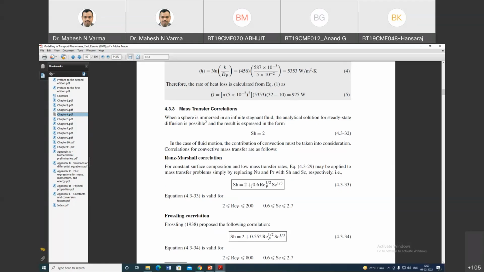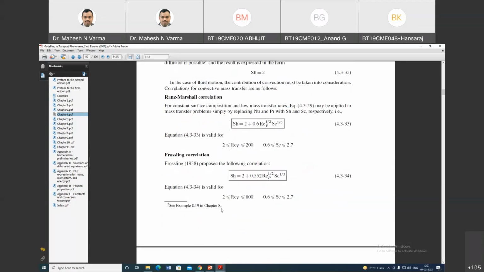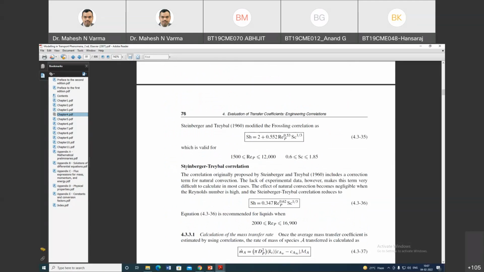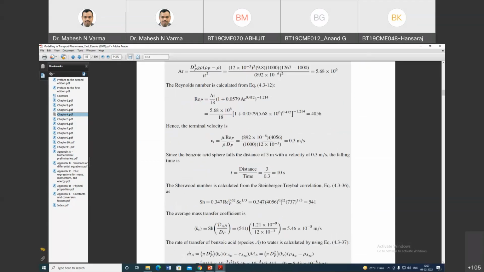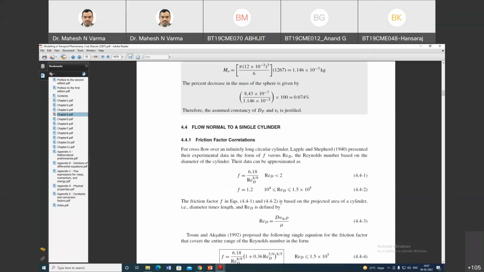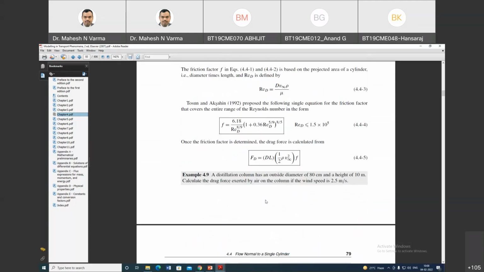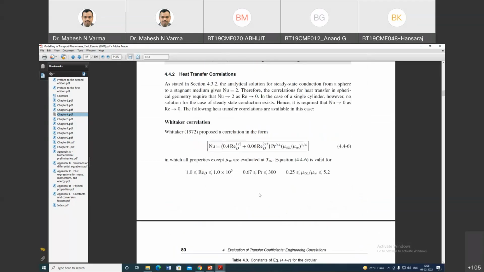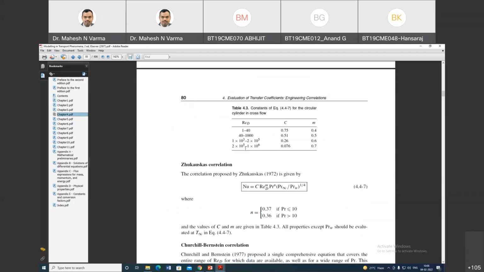So some limitations are there. Then the Ranz-Marshall correlation, then the Frossling correlation, then the Treybal correlation. So many correlations are there, to be used according to the given situation. Then flow normal to a cylinder. These are the correlations for friction factor, and these are the correlations for heat transfer. Nusselt number is a function of Reynolds number.